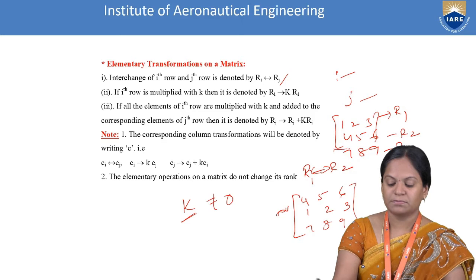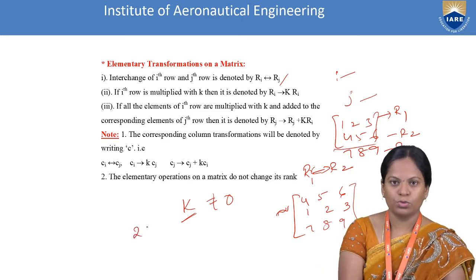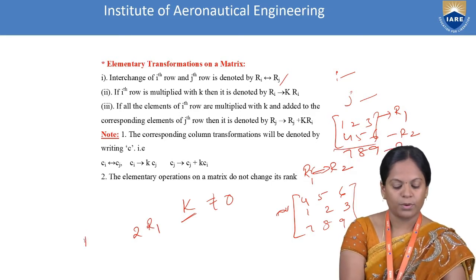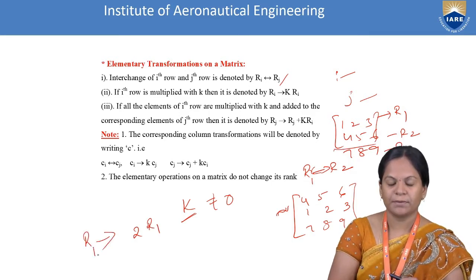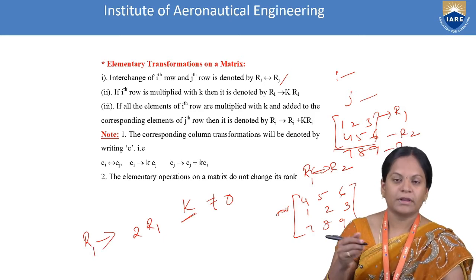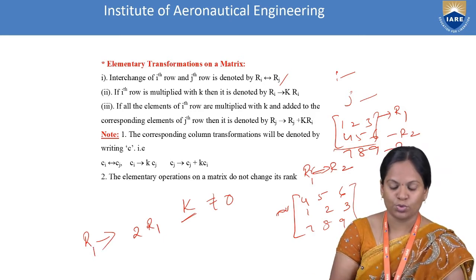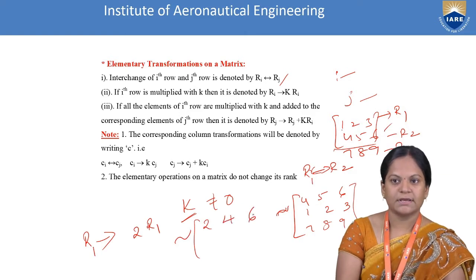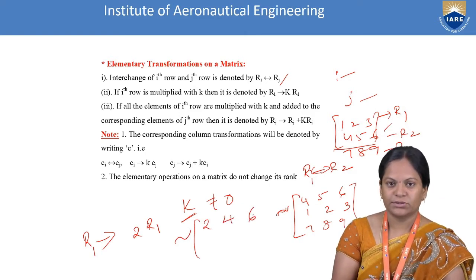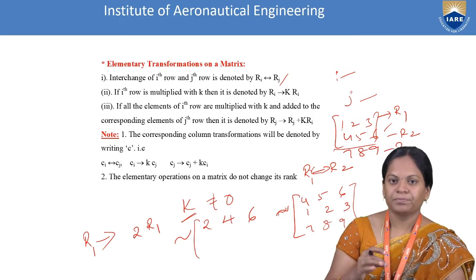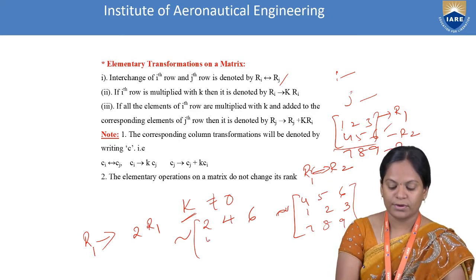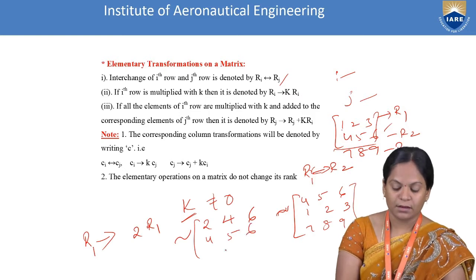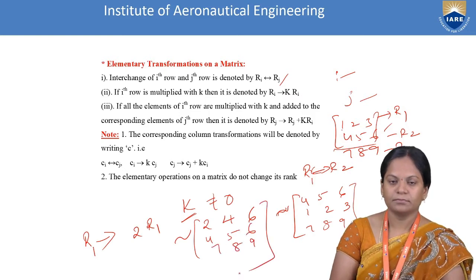Suppose for this matrix I want to multiply 2 with the R1 row. So I am writing here 2R1. Now R1 is changing: how? 2 into R1. Each and every element is multiplied with this 2. Then the matrix becomes 2 ones are 2, 2 twos are 4, 2 threes are 6. The second and next rows are as it is. I am not disturbing anything in these two rows. So the second row is 4, 5, 6 and the third row 7, 8, 9 is as it is.